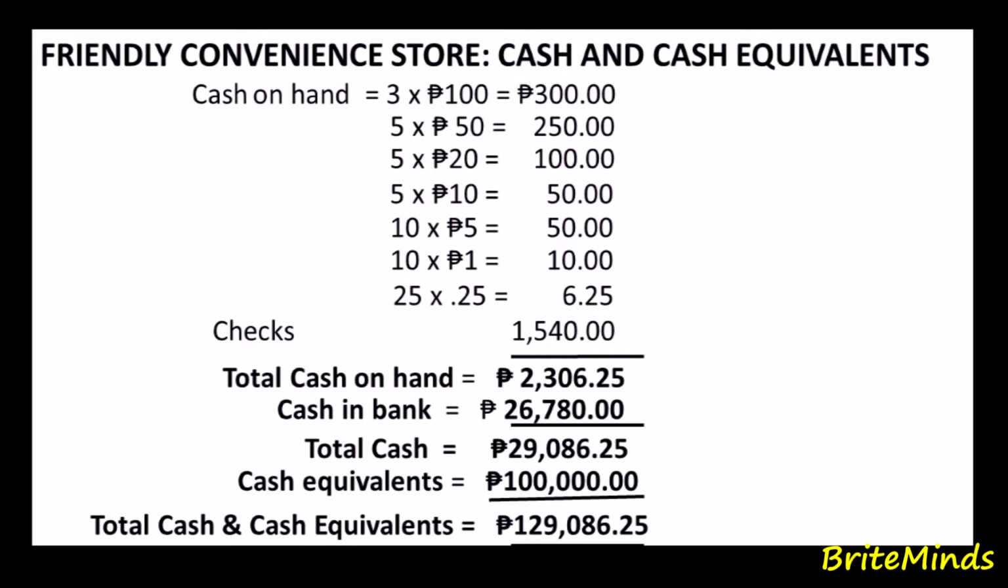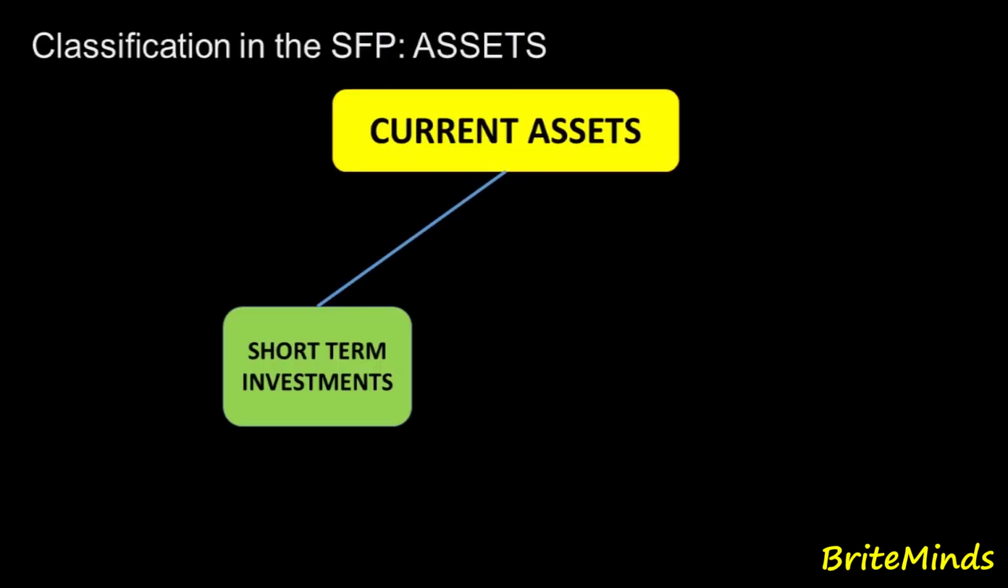So this is not considered as cash, but considered as cash equivalents. Okay, so we add the cash equivalents to the cash. So the total cash and cash equivalents amounted to 129,086 pesos and 25 centavos.